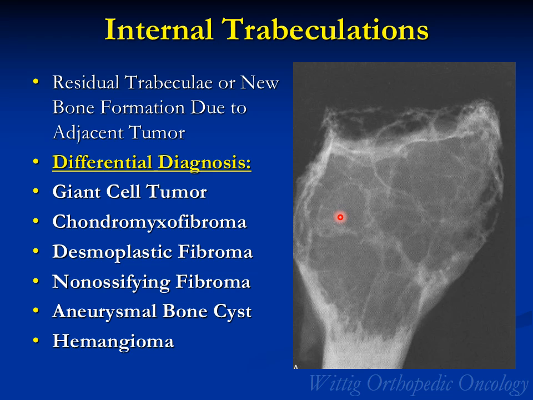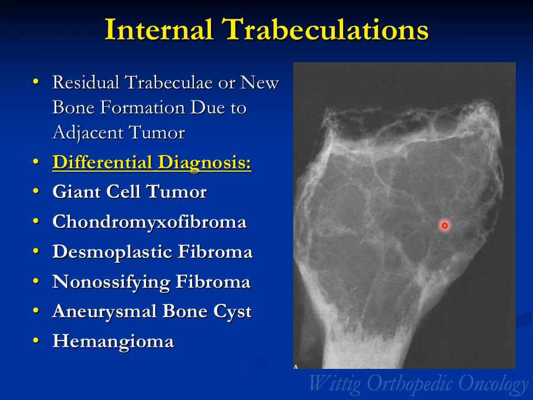I've mentioned earlier in this talk that the differential is named after a resident of mine, David Chang. We use his first initial, D. Chang, for desmoplastic fibroma, chondromyxofibroma, hemangioma, aneurysmal bone cyst, non-ossifying fibroma, and giant cell tumor.